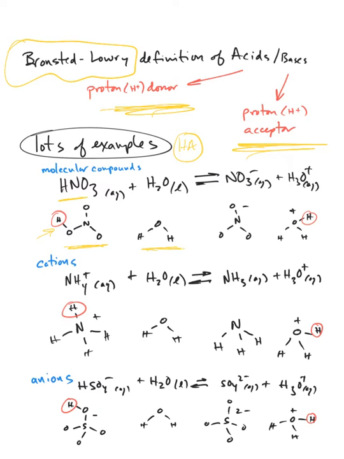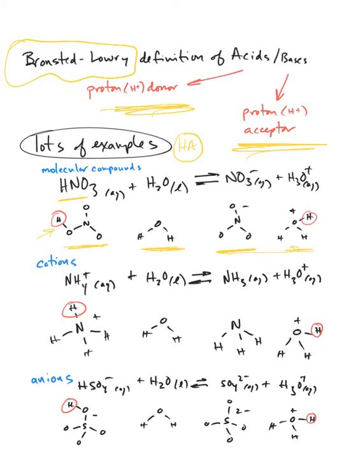Now, the water is acting as a Bronsted-Lowry base because it's accepting a proton, and it turns into the hydronium ion. I've put the red circle around an H that was on this acid and gets taken by a base to become this hydronium. And look what's left over, the nitrate ion.